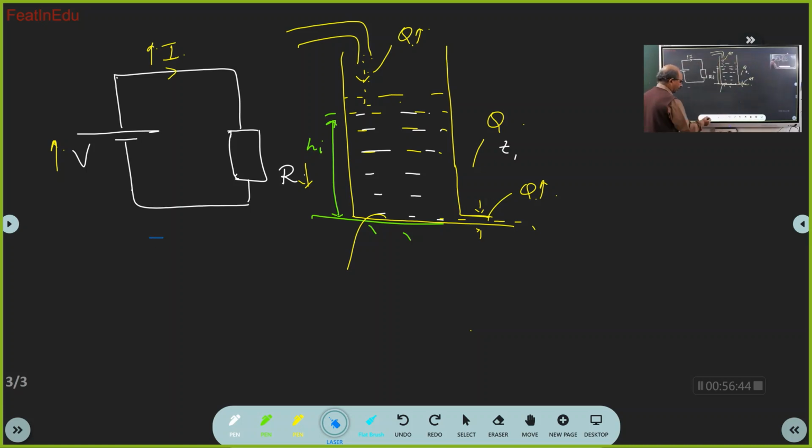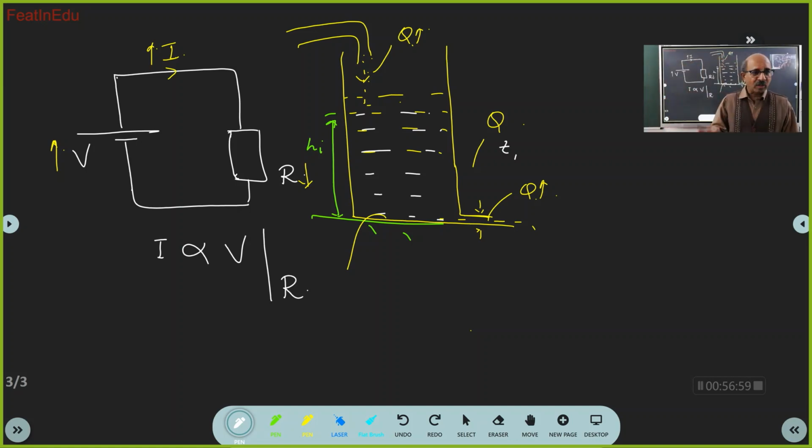Current is... now I will write like this. Current is proportional to the potential difference. Agree? Yes, sir. For a fixed resistance. This symbol indicates current is directly proportional to potential difference provided the resistance is constant. That means if we increase the voltage, the current will increase provided the resistance is constant. Got it? Yes, sir. Now, current is inversely proportional to the resistance provided the voltage is constant.